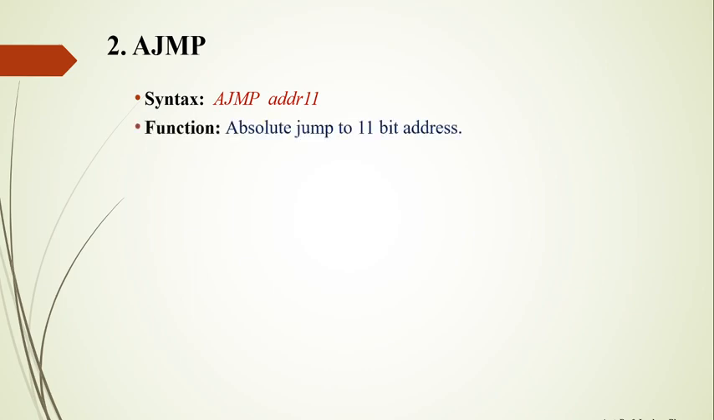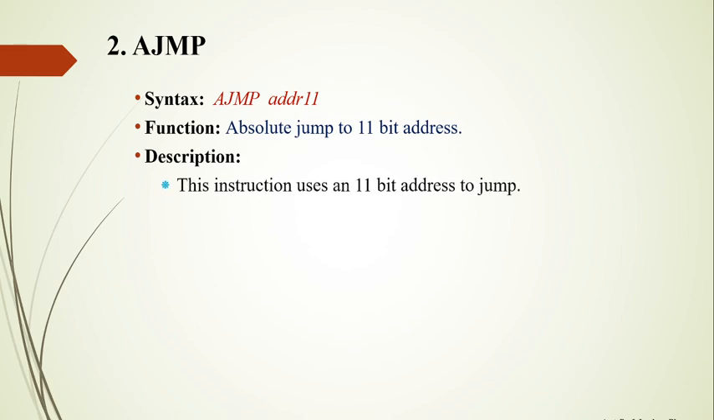Next mnemonic is AJMP, that is nothing but the absolute jump. Syntax used for this instruction is AJMP address 11. So here the label or the address is given by 11 bits. The label or the address to which the jump is taken must be present within the memory of 2 kilobytes. So 2 kilobytes of memory is addressed using 11 bits. So the function performed by this instruction is absolute jump to 11-bit address.